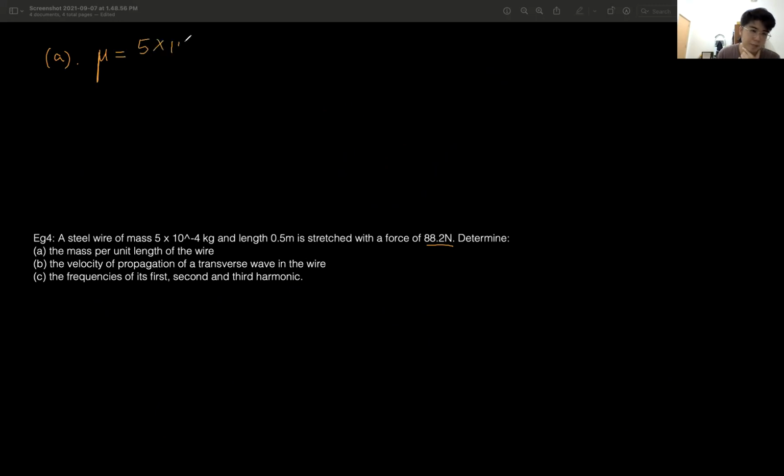5 times 10 minus 4 kg. We divide by the length of the wire, 0.5, which gives 1 times 10 minus 3 kg m minus 1.